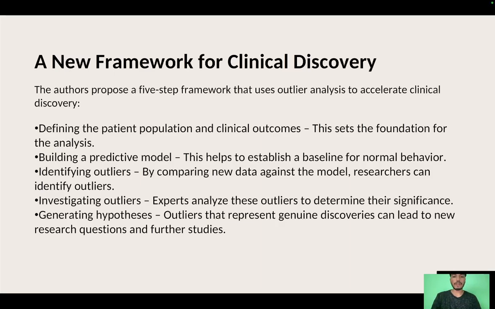By comparing new data against the model, researchers can identify outliers, the data points or data segments which do not belong to the combined group. They are outside of the data, which is not that useful. That is called outliers. Fourth, investigating outliers: experts analyze these outliers to determine whether their significance generates a hypothesis. Outliers can represent genuine discoveries and can lead to new research questions for the studies.